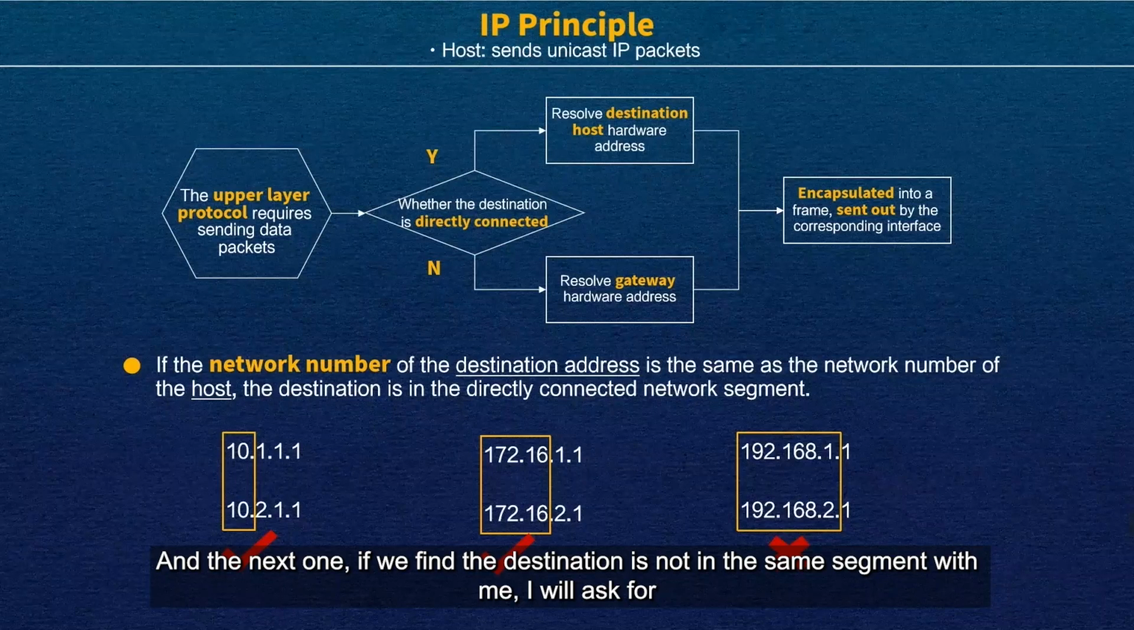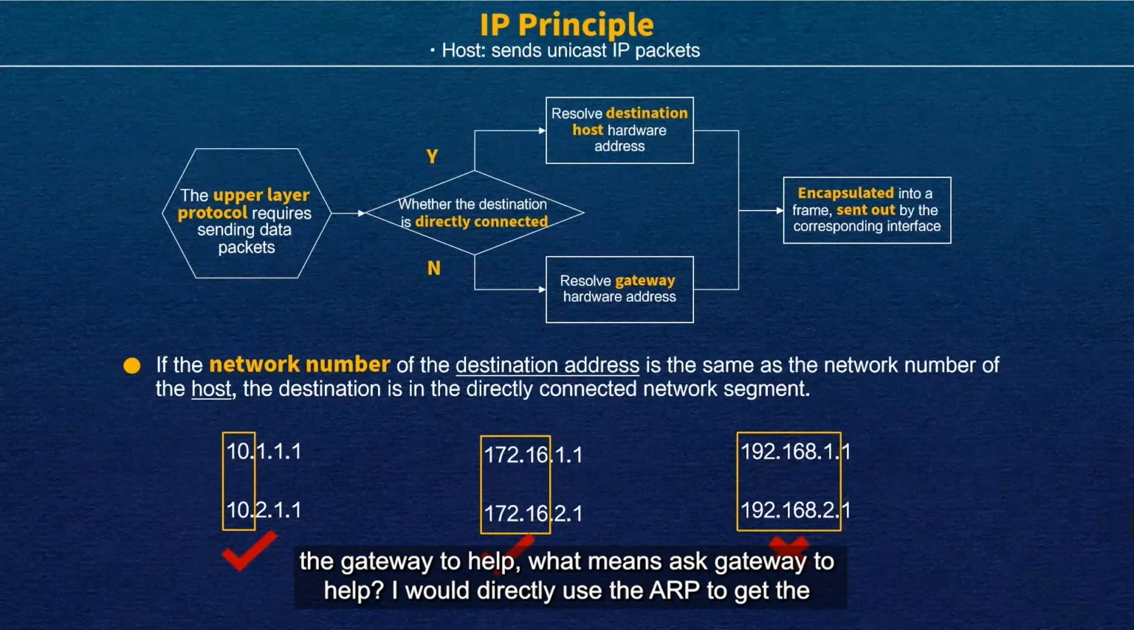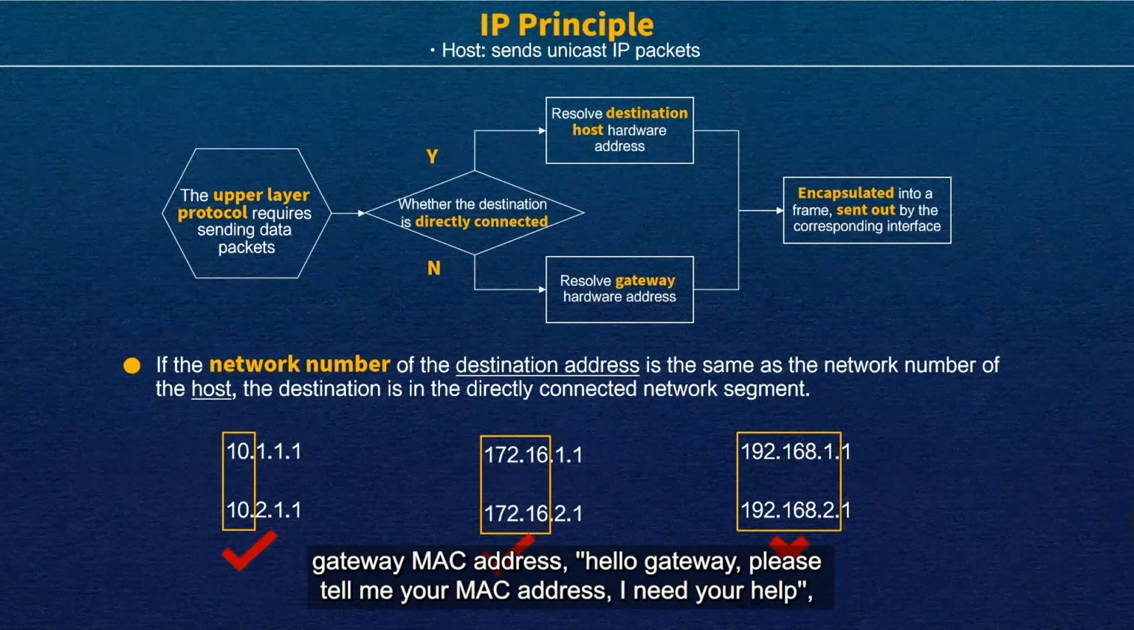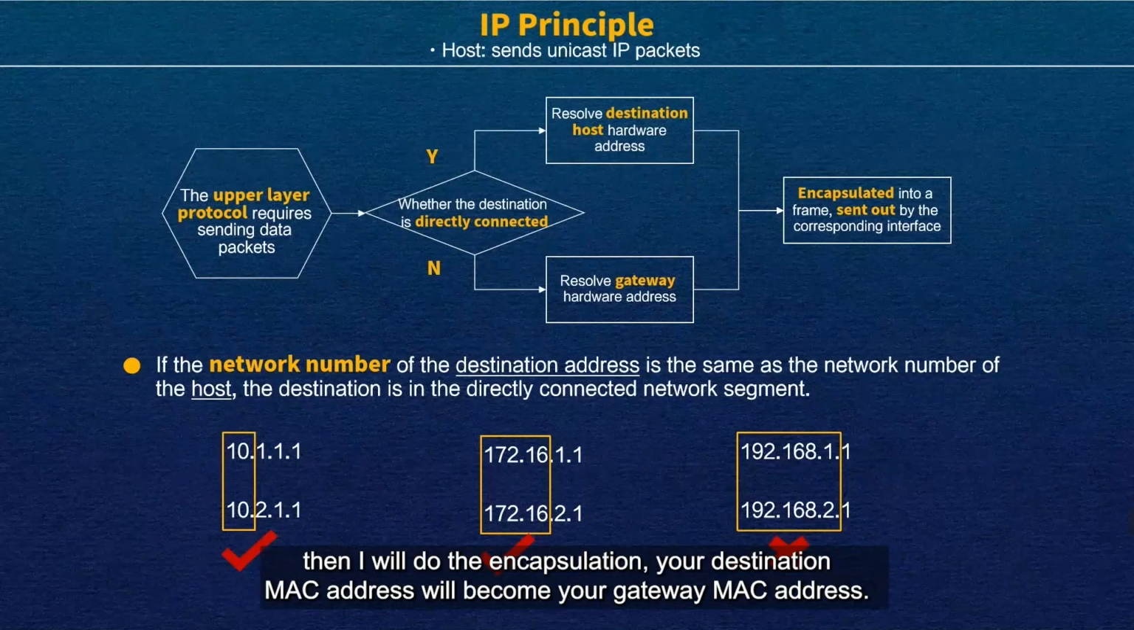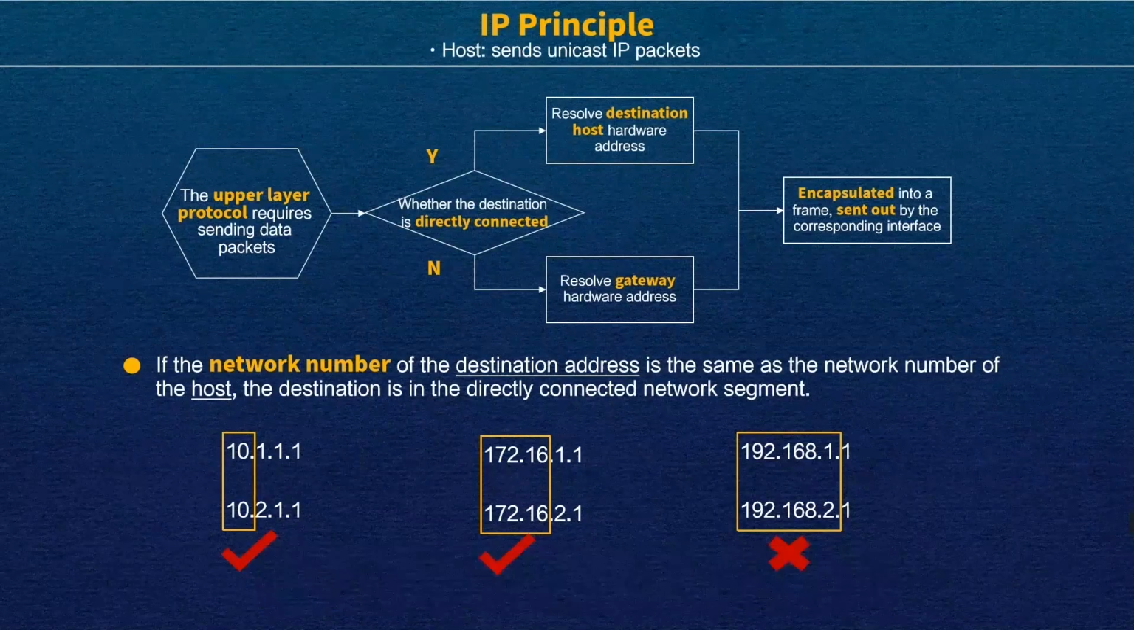And the next one, if we find the destination is not in the same segment as me, I will ask the gateway to help. What does asking a gateway to help mean? I will directly use ARP to get the gateway's MAC address. Hello gateway, please tell me your MAC address, I need your help. Then I will do the encapsulation. Your destination MAC address will become your gateway's MAC address.